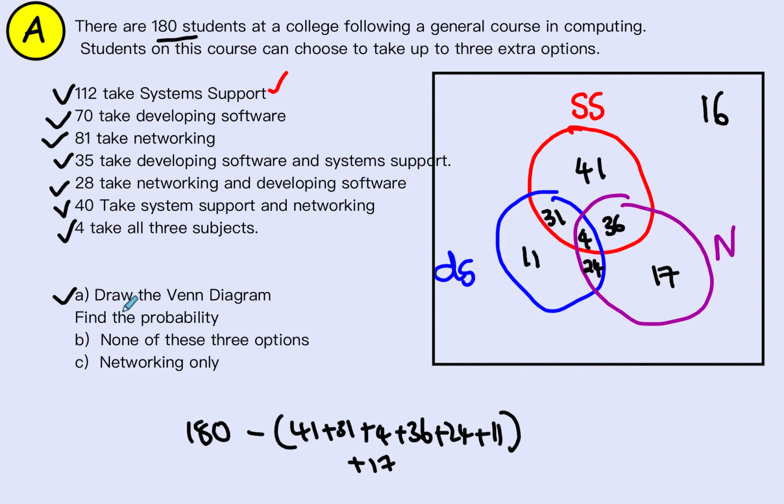Okay, so we've drawn the Venn diagram. We need to find the probability that none of these three options were taken. So that's 16. If you're writing it as a probability, that would be 16 over 180. And obviously, feel free to simplify that to 4 over 45.